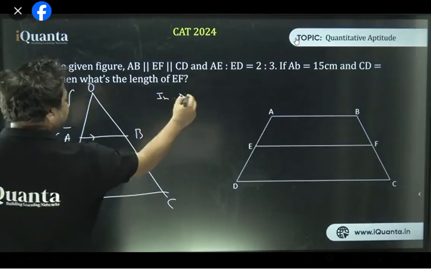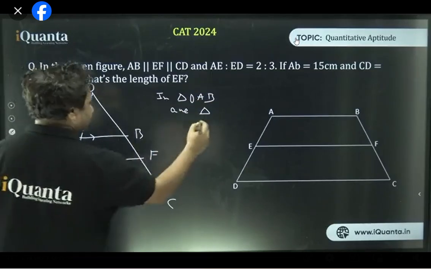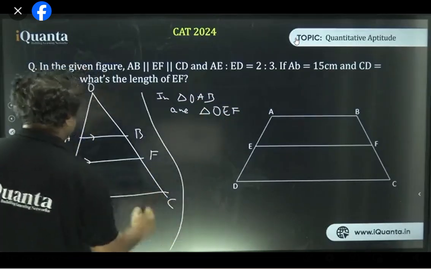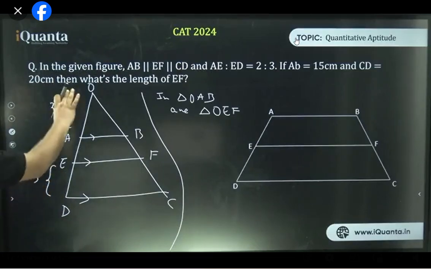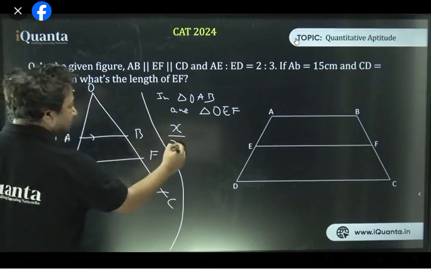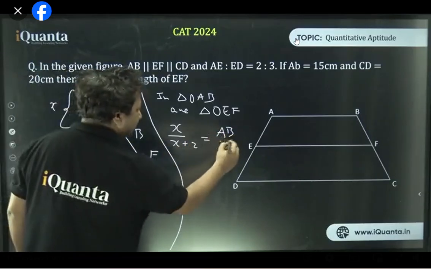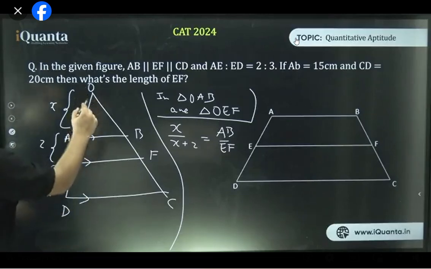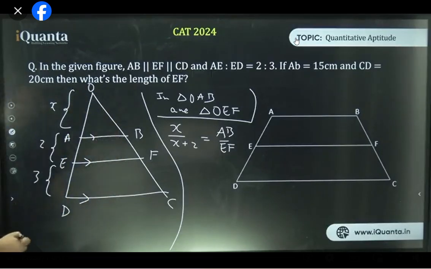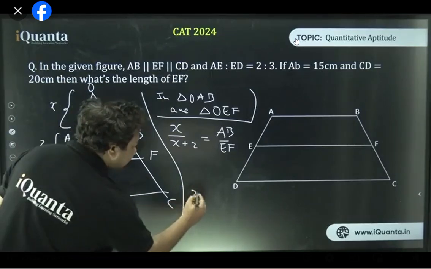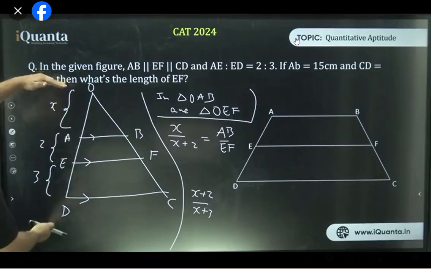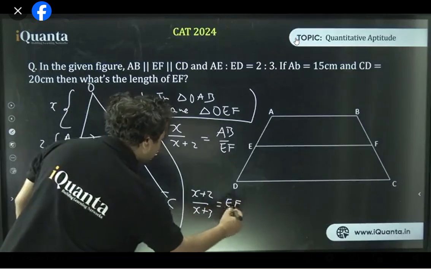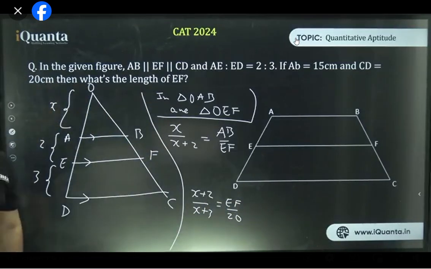So, in triangle OAB and triangle OEF, this x upon x plus 2 would be equal to AB upon EF, yes or no? By similarity. Is that clear, everyone? Conventionally. And also, we can follow the same logic for triangle OEF and OCD. Which means x plus 2 upon x plus 3 will be equal to EF upon 20, right?